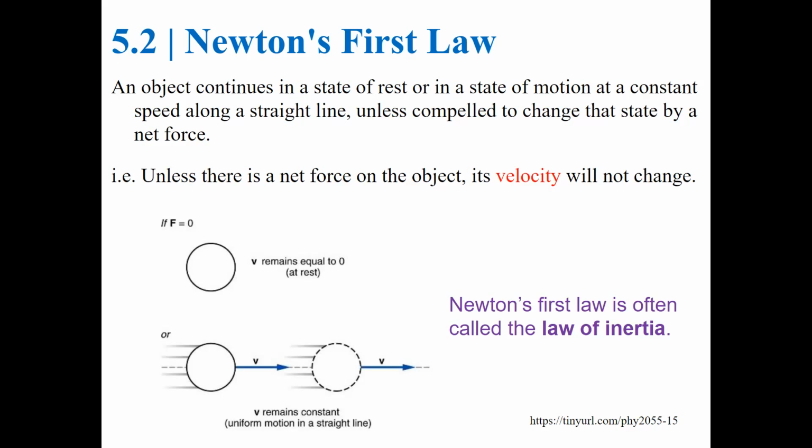Or if it has a motion at constant speed along a line, that means the velocity is constant, in a straight line. So either way, it remains at its original velocity. If there's a net force, then the velocity will change. Unless there's a net force, the velocity will not change. Newton's first law is also often referred to as the law of inertia. So it basically says the object is very lazy. If it's not being pushed by a force, then it will not change its status. Sometimes like us, right? If we are not forced to do something, we will not do it.